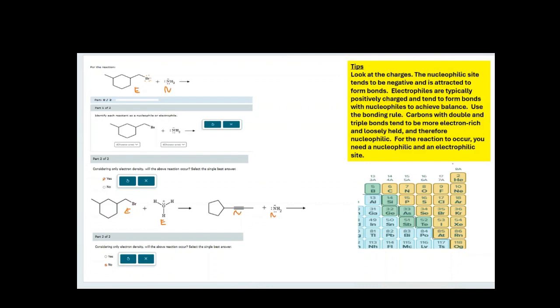So again, fairly simple. Just assess what you're looking at, refresh yourself on your electrophilic and nucleophilic sites, and you'll be pretty much good to go for this question.